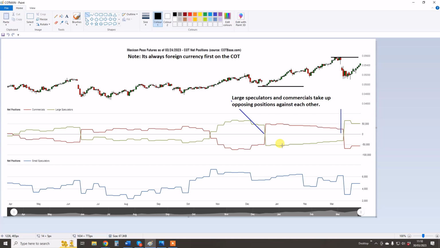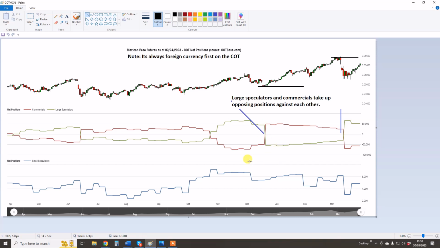The commercials are a group who are hedgers. They will only move their positions if they think prices have gone too far from fair value. They make or lose no money in the markets. They're hedging cash. If you want to know why that's significant, look at our in-depth video.